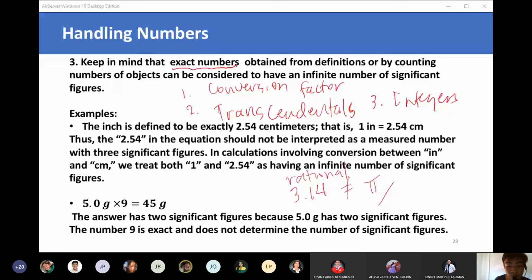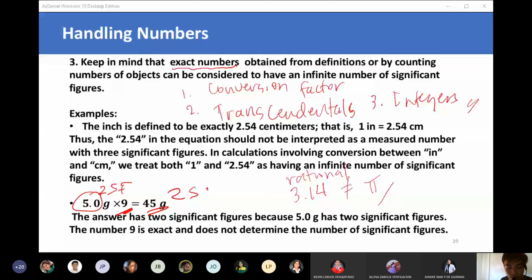The last one would be the integers. For integers, these are multipliers lang. These are single digits that are usually accompanied by a number that contains a significant digit. For example, 9 here is just an integer, just a multiplier. So we do not mind the number of significant figures it contains. This contains 2 significant figures, so our final answer should also contain two significant figures.